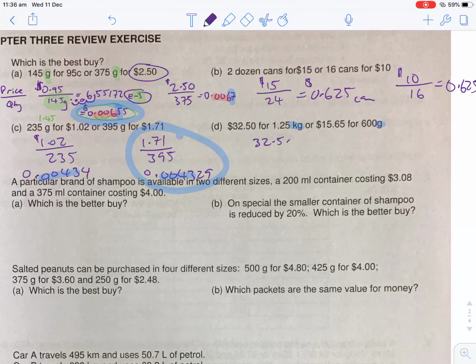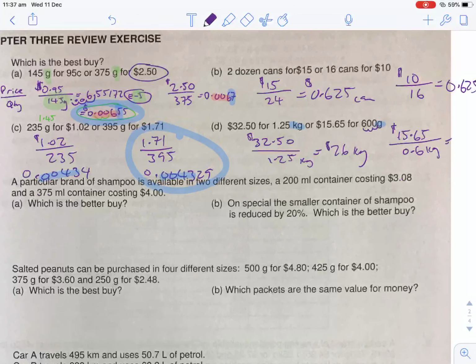So I'd have 32.50 divided by the 1.25 because that was already dollars and kilograms. So that would give me, let's pop that into my calculator, divided by 1.25. Gives me $26 per kilogram. For the second one, I'm going to have my 15.65 is my dollars divided by my quantity. Now don't forget there's 1,000 grams in a kilogram. So I'm basically dividing that 600 by 1,000. 1,000 has 3 zeros, so therefore I'm moving that decimal 3 places, which would give me a quantity of 0.6 kilograms.